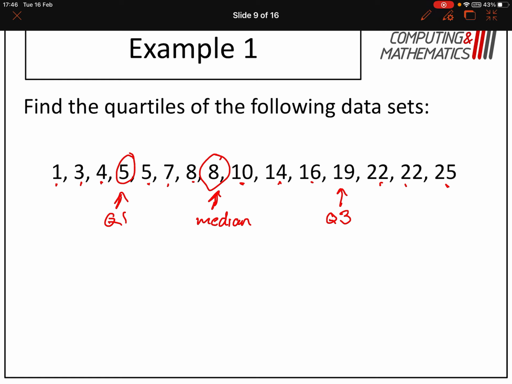So that gives us our quartiles. Our quartile 1 is equal to 5. Quartile 2, which is the median, gives us 8. And quartile 3 gives us 19. And that's our quartiles for that data set.